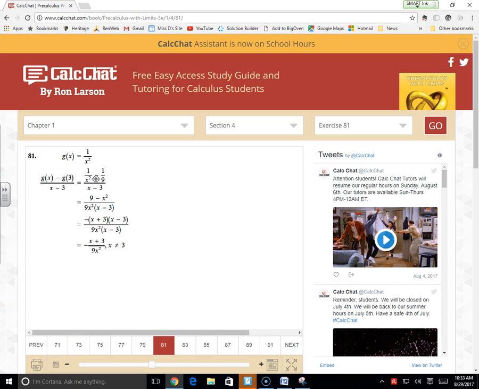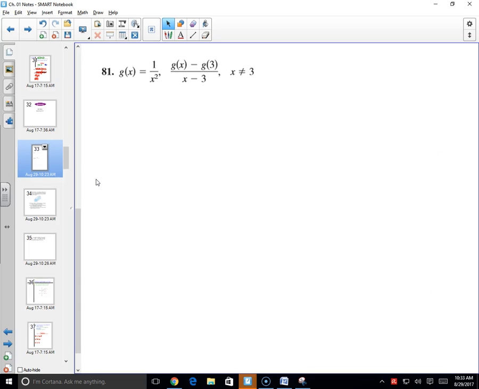CalcChat does jumps. But some of you can simplify complex fractions easily, and some of you can't. Let me help just a little bit. Plug in your g of x to the g of x spot in the formula. They're plugging it in all at once. Plug in the g of 3.